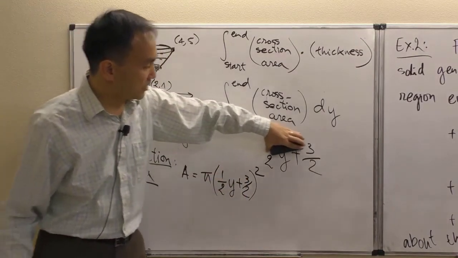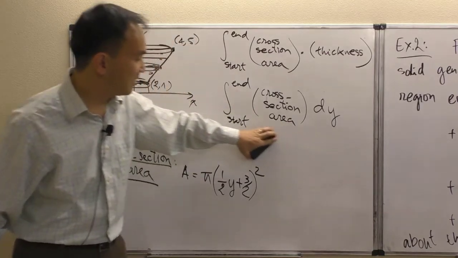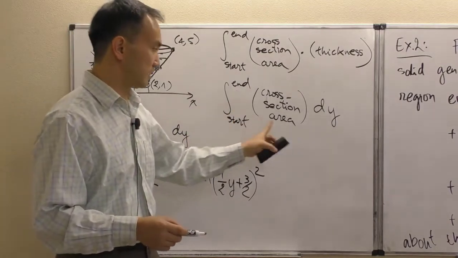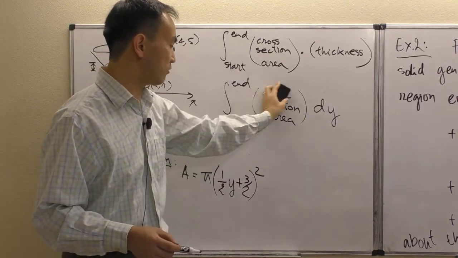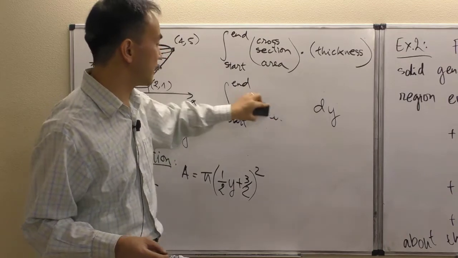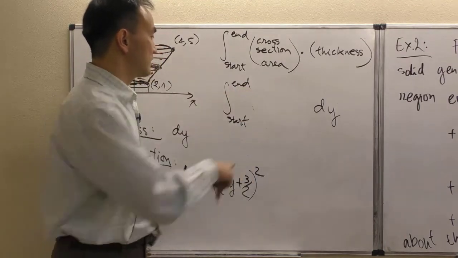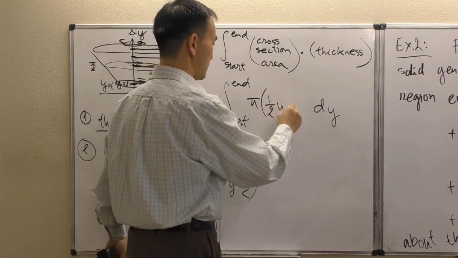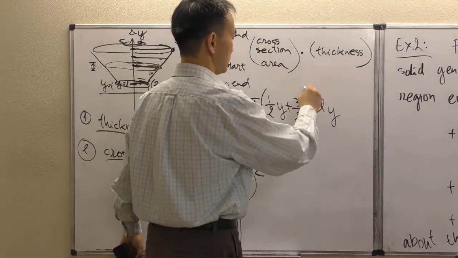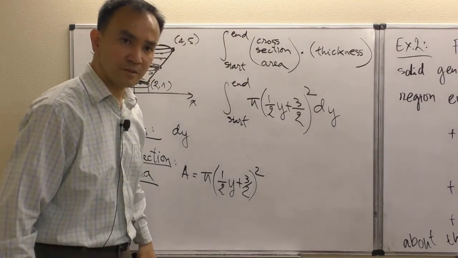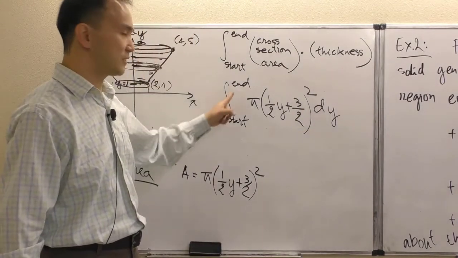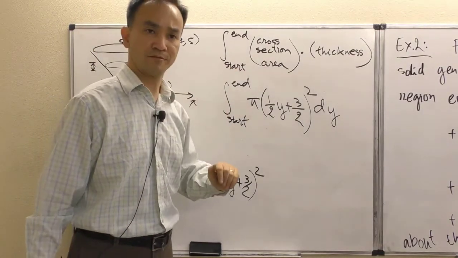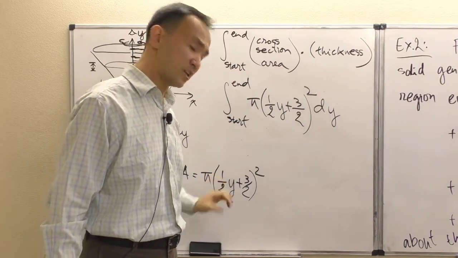And now allow me to erase this. All right, and so now on the work here, after the dx expression, here is our cross-section area, and here's how I'm filling it in. So now it's going to be pi times 1/2 y plus 3/2 squared. All right, so now the last step here is to hunt for where the accumulation is going from, starting from where and ending at where.